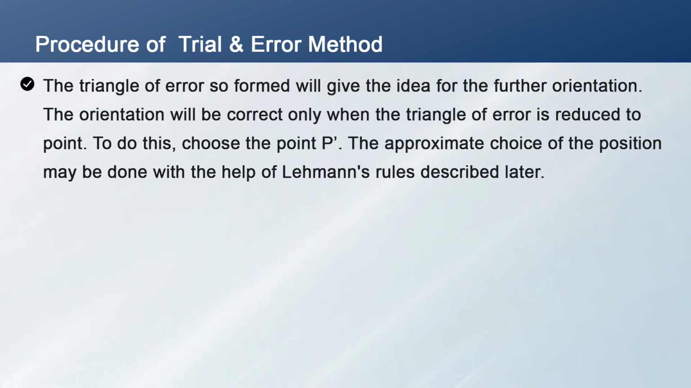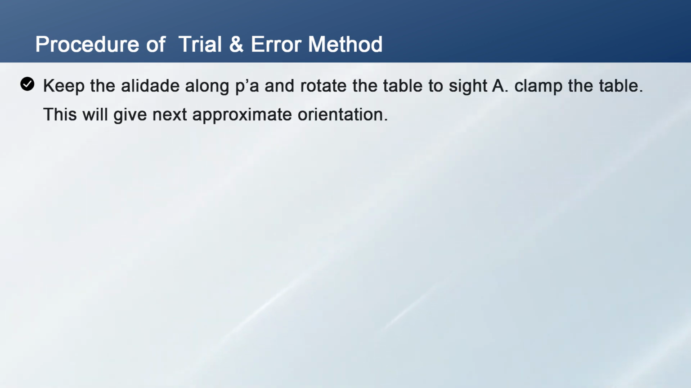The triangle of error so formed will give the idea for the further orientation. The orientation will be correct only when the triangle of error is reduced to a point. To do this, choose the point P dash. The approximate choice of the position may be done with the help of Lehmann's rule described later. Keep the alidade along P dash a and rotate the table to sight station capital A. Clamp the table. This will give the next approximate orientation, but more accurate than the previous one.